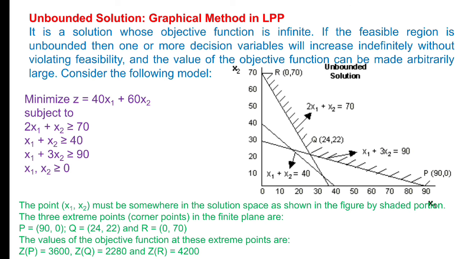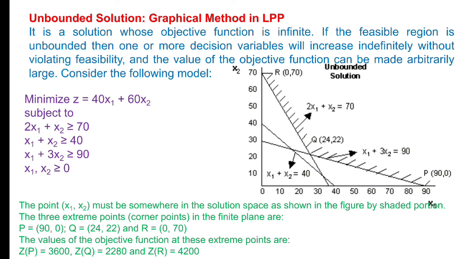Then unbounded solution. We cannot bound it in the proper way. It is a solution whose objective function is infinite. That means everything keeps going greater, but we cannot find the limit. That's what he is saying here. Minimize Z equal to 40x1 plus 60x2 subject to the constraints 2x1 plus x2 greater than 70, x1 plus x2 greater than 40, x1 plus 3x2 greater than 90. So x1 and x2 must lie somewhere in the solution space shown in the figure. Somewhere, but where exactly?